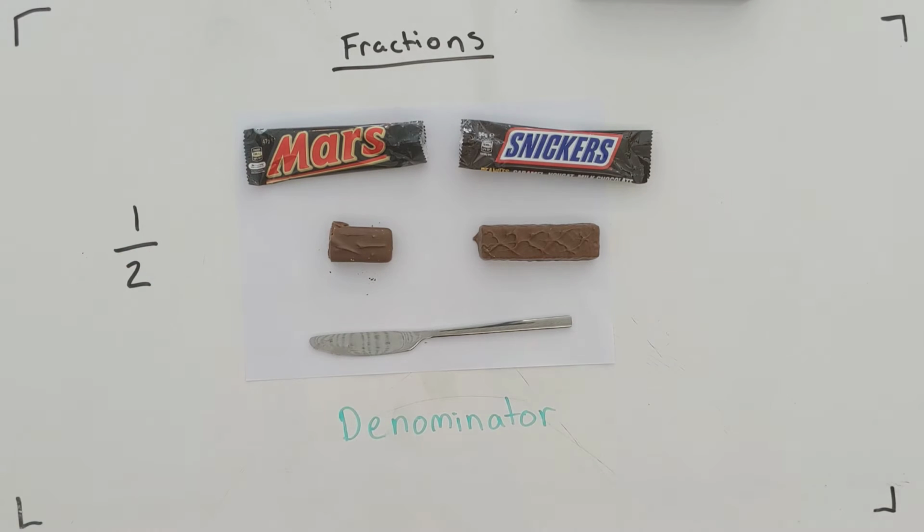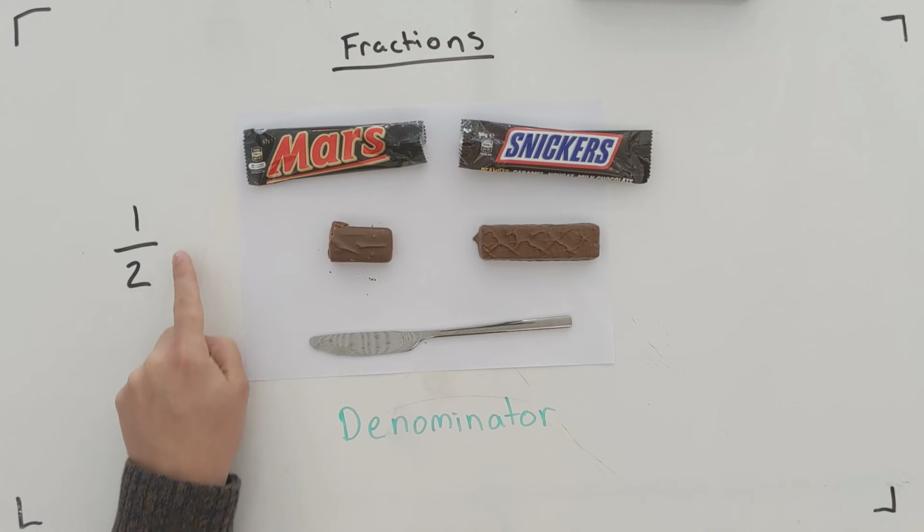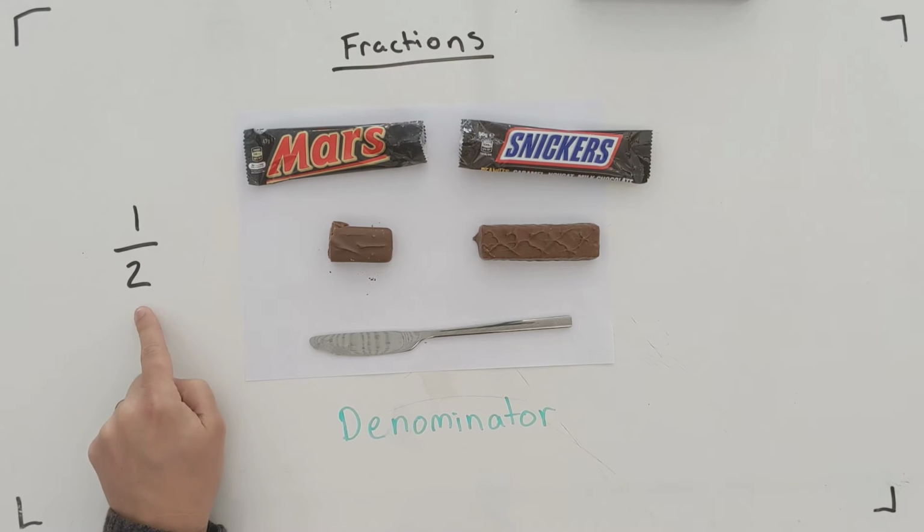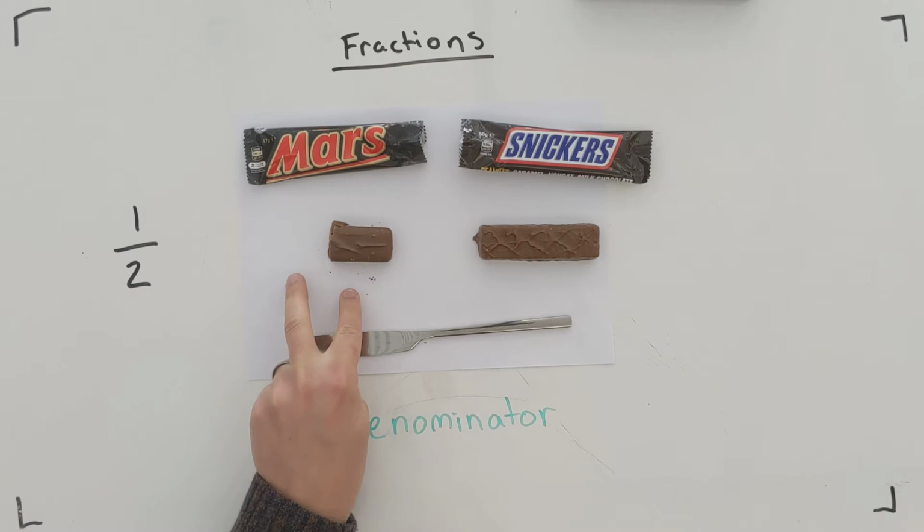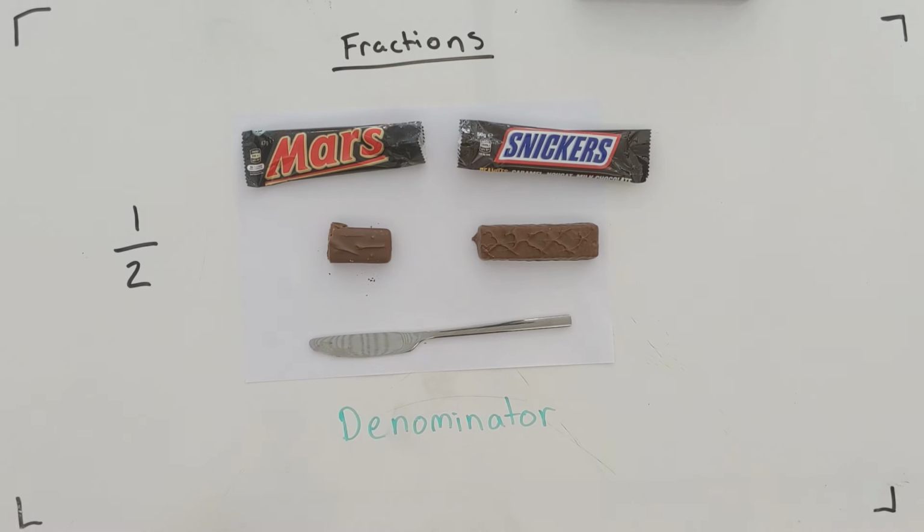How much is left? Well, 1 out of those two pieces, one out of those two equal parts is left, and that's why we show that as 1 over 2. The 2 doesn't change even though I take that 1 away, that half away, because still we need two equal parts to make a whole.